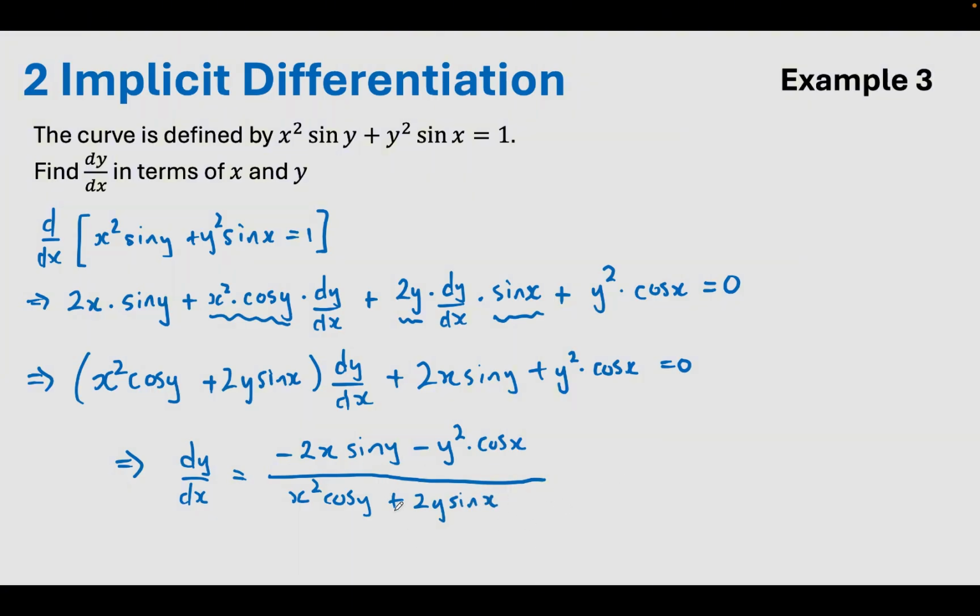Okay, and you should notice actually it's a little bit symmetrical because the question was kind of symmetrical, so we had x squared sin y, y squared sin x. I've got a 2x sin y, 2y sin x, a y squared cos x, and then x squared cos y. Okay, let's move on.